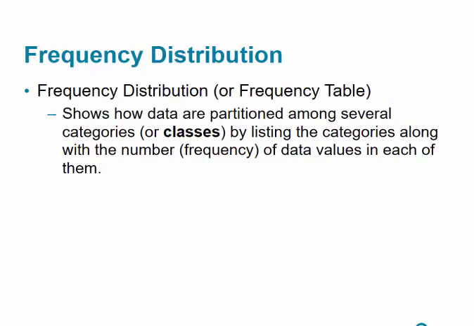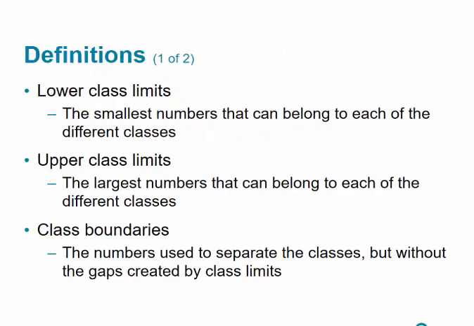A frequency distribution or table simply shows data that are partitioned among several categories or classes. I usually call them classes, listing the classes along with the frequency of the data values in each of them. So you have your raw data, and we have to organize it in some way so it can make sense to us.